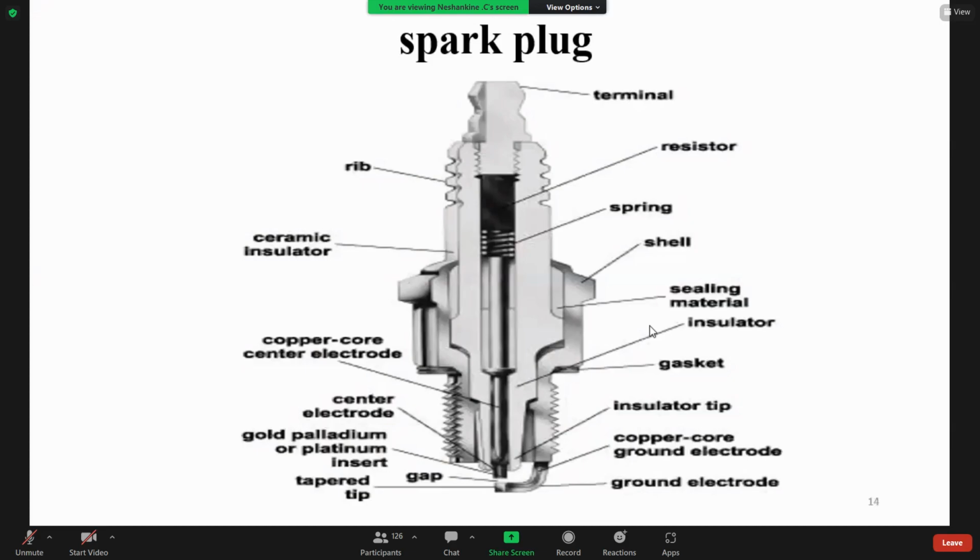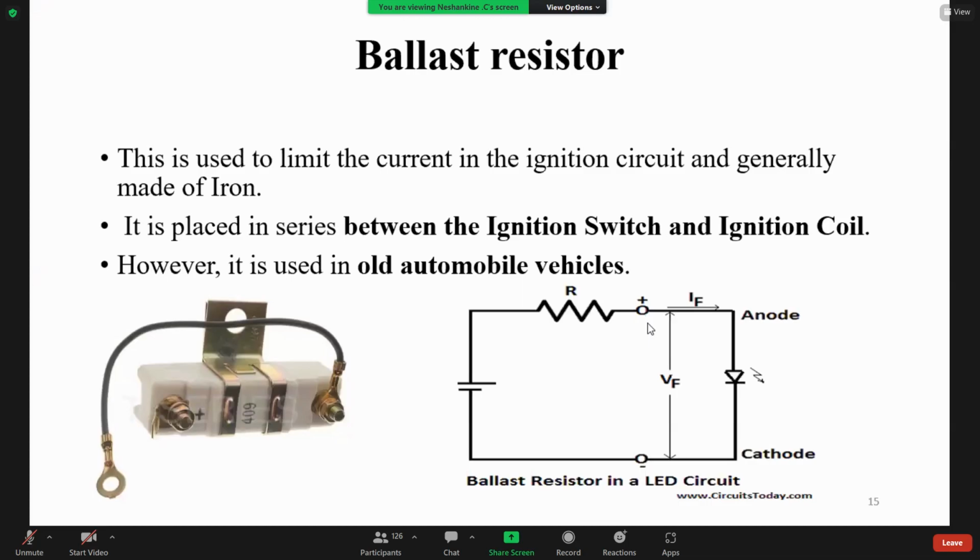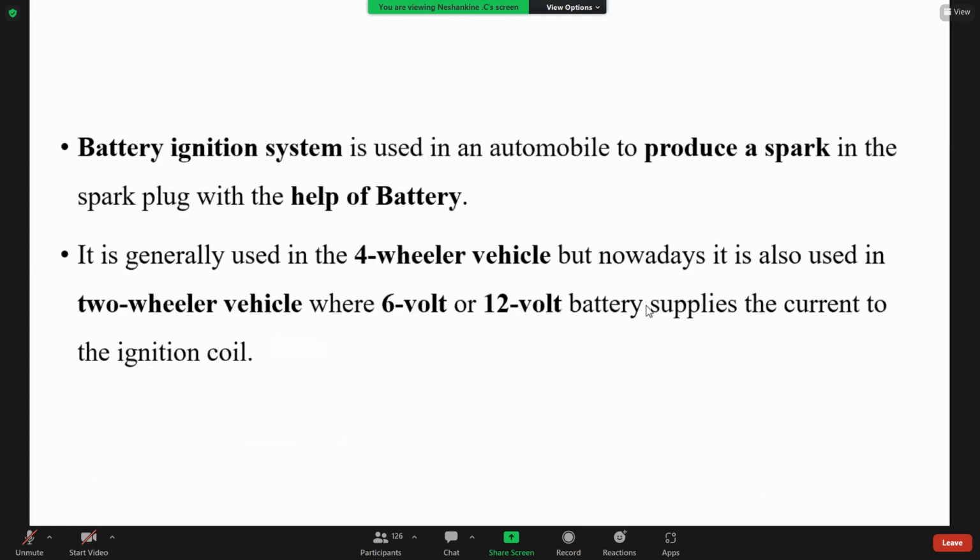Then this is the diagram of the spark plug. Then the ballast resistor. This one is commonly found in old automobile vehicles. Okay, this one is found between the ignition switch and ignition coil.